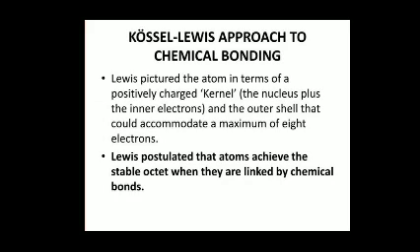Kossel and Lewis in 1916 independently proposed a theory to explain chemical bonding in terms of electronic distribution based on Bohr's atomic model. This theory is also called the electronic theory of valency.